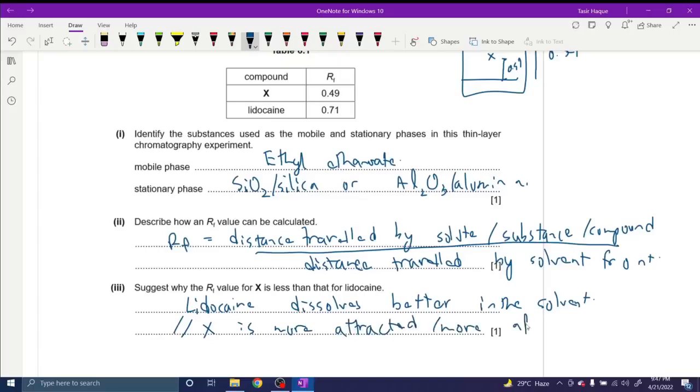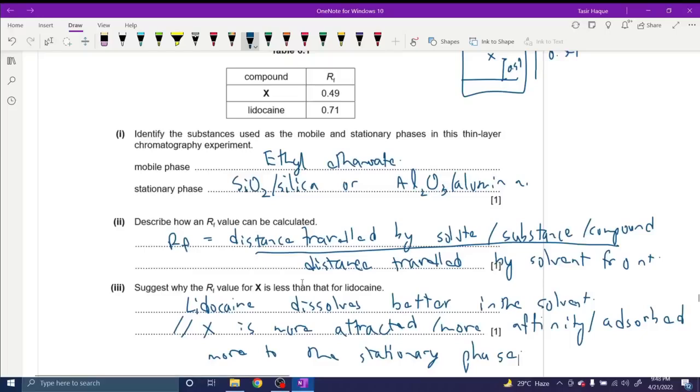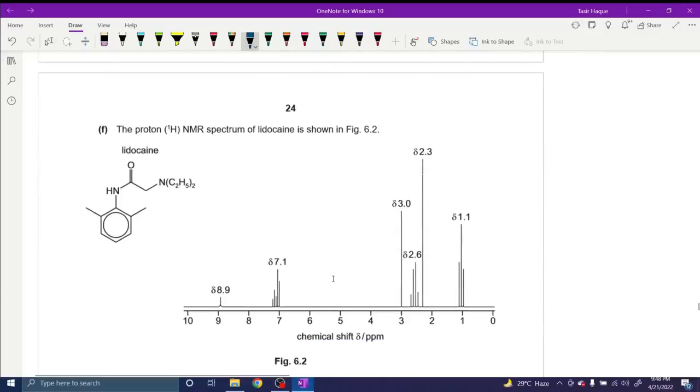X has more affinity, or is adsorbed, okay, adsorbed more to the stationary phase. So remember, this is not absorption, because it's a solid material which is forming intermolecular forces of attraction with the component. So it's adsorption. Now the proton NMR of lidocaine is shown.